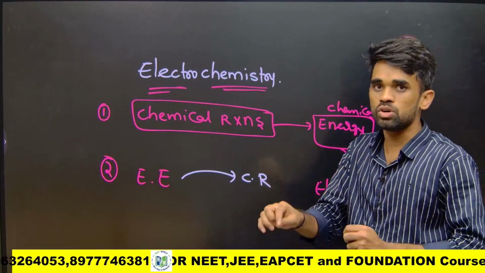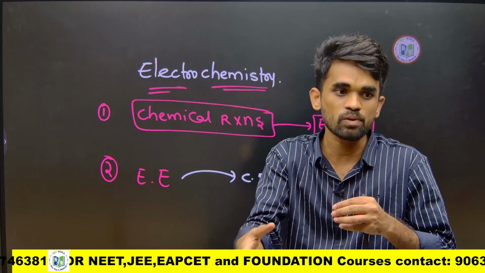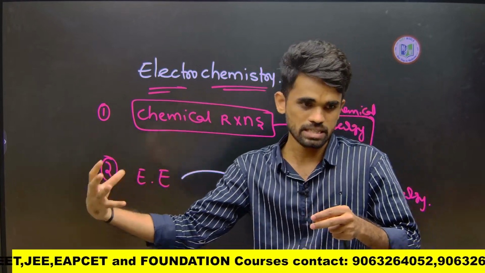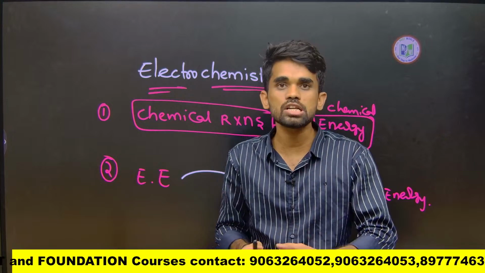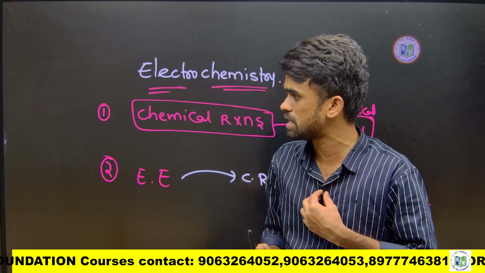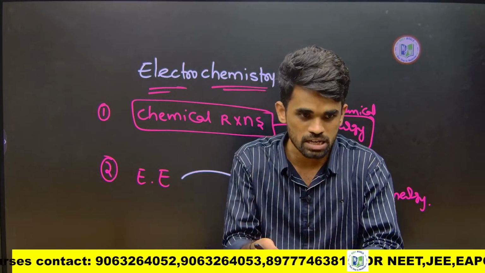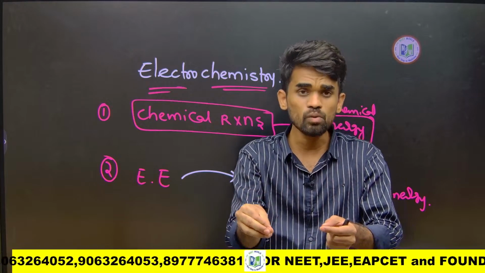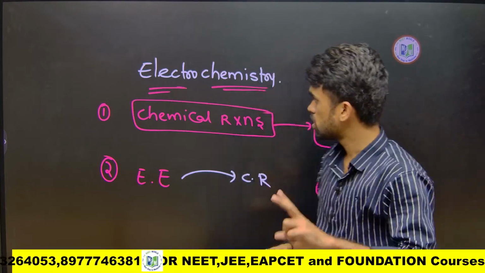some chemical reactions will not take place on their own, they require some external force or external support. Those reactions we can call non-spontaneous chemical reactions. To these non-spontaneous chemical reactions we need to supply electricity, so that the chemical reaction takes place. So there are two processes.